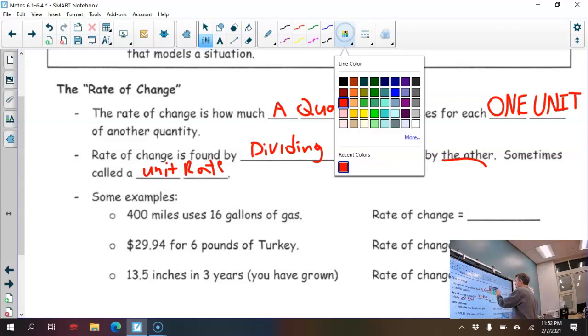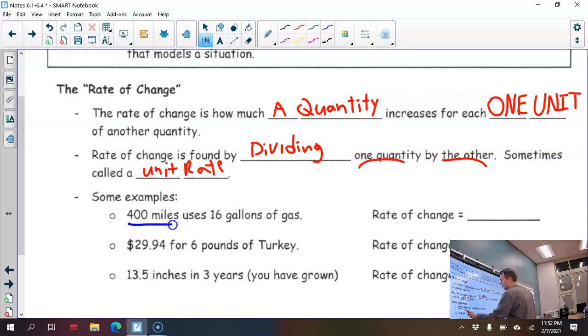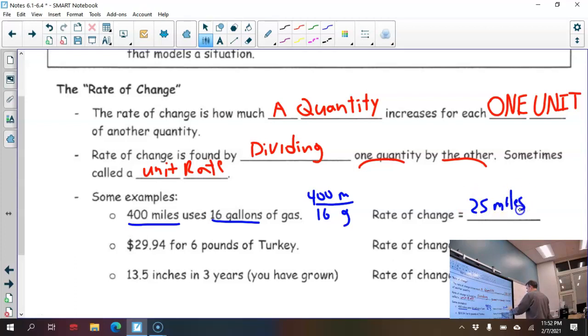For example, if you drove 400 miles and used 16 gallons of gas, what is the rate of change? Well, you simply divide, right? You divide 400 miles by 16 gallons, and 400 divided by 16 is 25 miles per gallon.